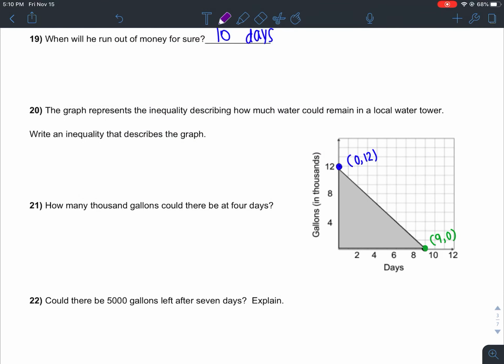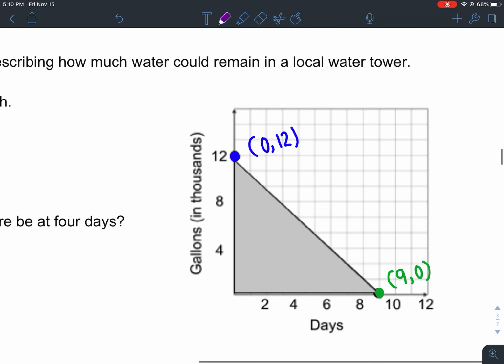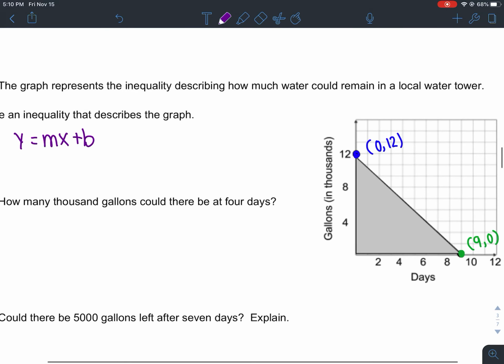Well, I want it in slope-intercept form. I want y equals mx plus b. Well, in order to get that, I need the slope and the y-intercept. Right now I have the y-intercept, but I don't have the slope yet. So I need to find the slope. The first thing I'm going to do is find the slope by using my 2 points.